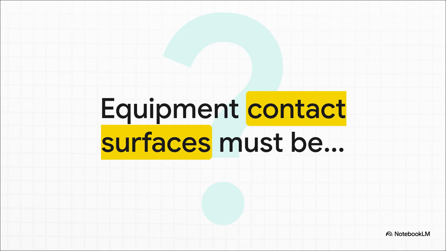Section 211.65 requires equipment contact surfaces to be A. cheap and readily available, B. not reactive, additive, or absorptive, C. made of any approved material, or D. replaced annually. Take a second and lock in your answer.